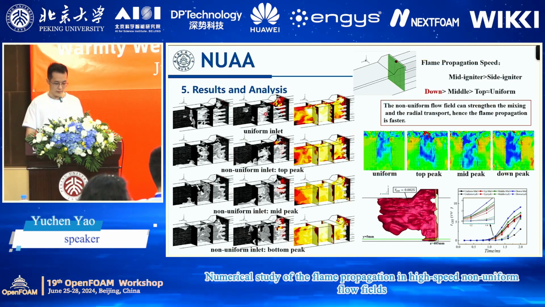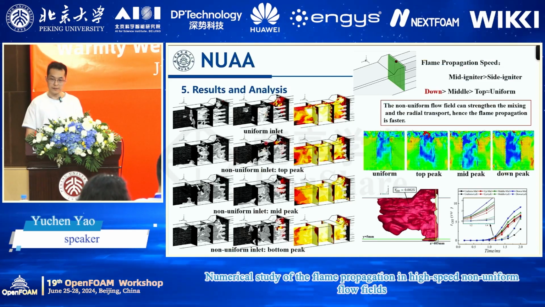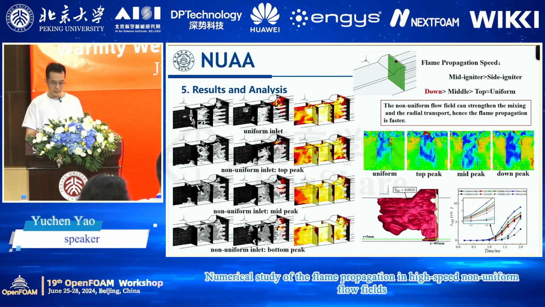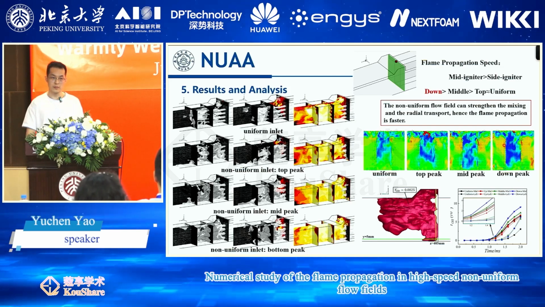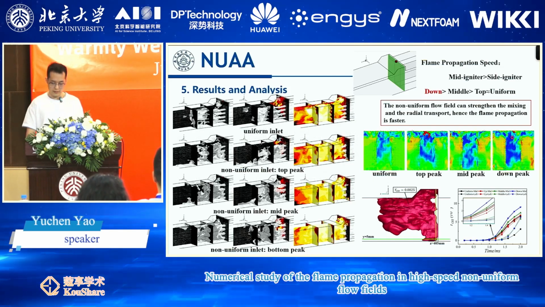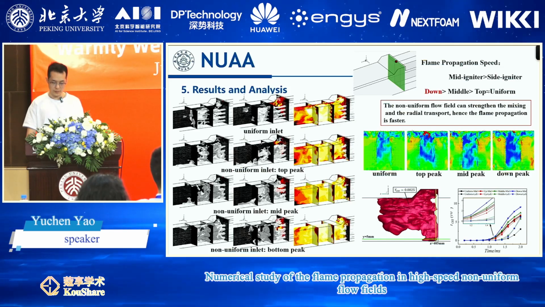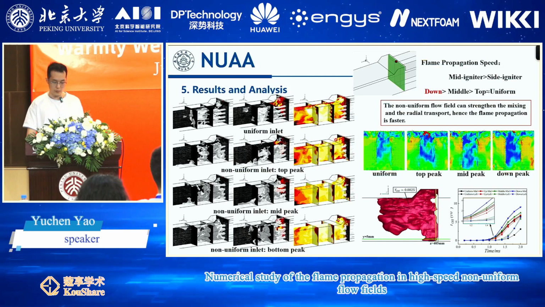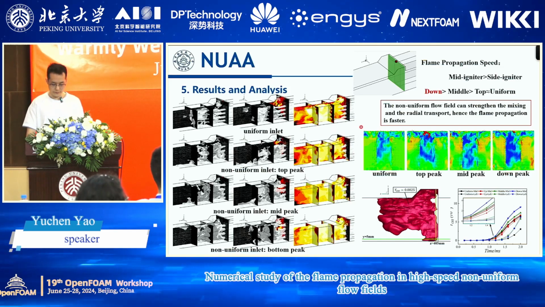Firstly, this is because of the good mix of air and fuel in the non-uniform conditions. Besides, the velocity is much higher with the non-uniform inlet, especially the bottom peak velocity distribution. The radial velocity is much higher, which is very helpful for the flame propagation.